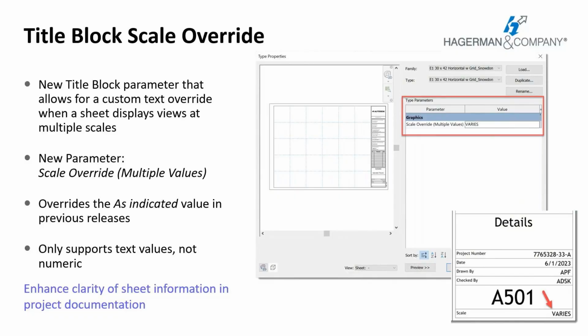If a sheet contains views of a single scale, of course, the standard scale value will still be reported. This parameter only accepts text input, so numeric values are not supported, preventing users from inputting an actual scale ratio.